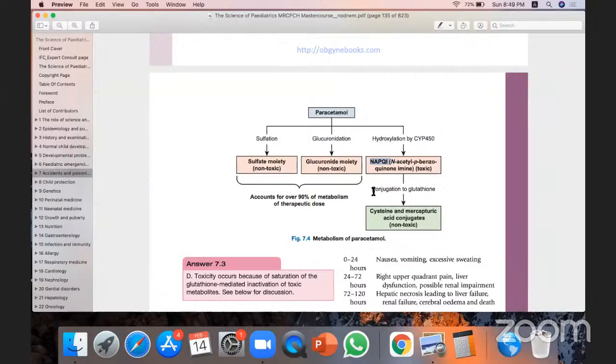So we give N-acetylcysteine here. It causes conjugation to glutathione, and then they produce cysteine and mercapturic acid. They are non-toxic. This is the action when we give N-acetylcysteine.